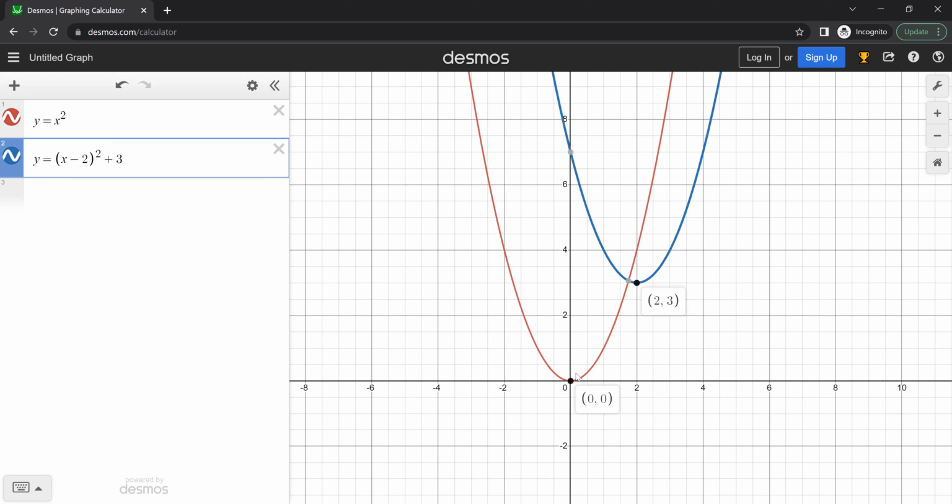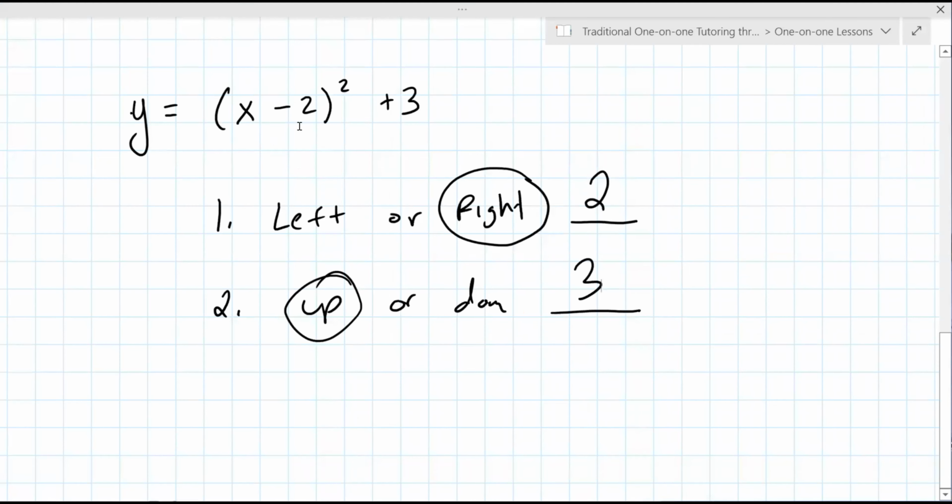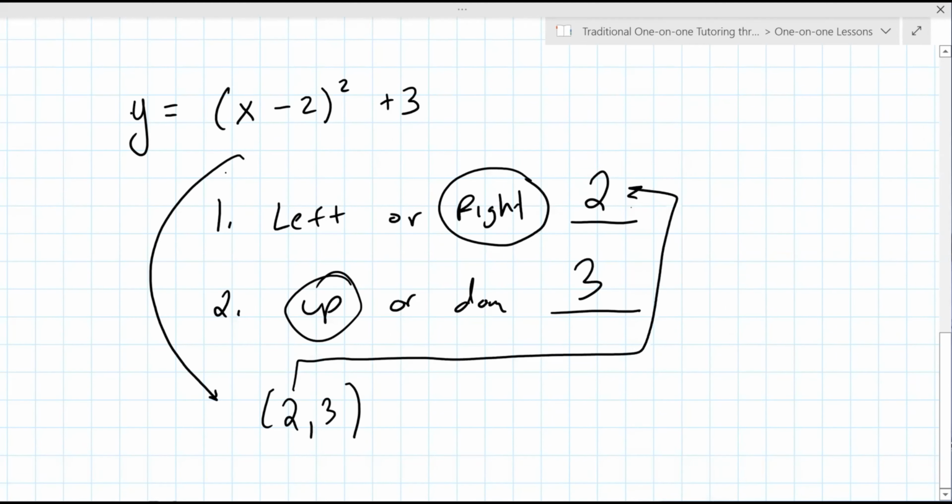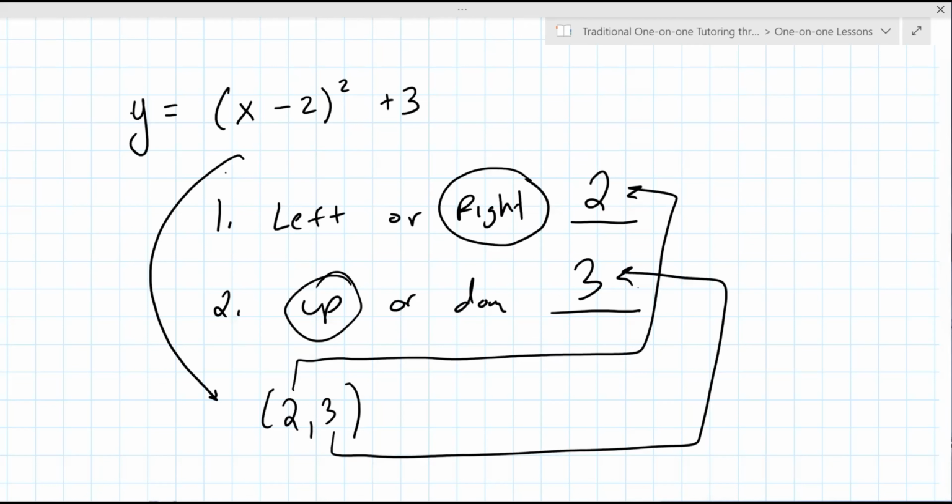Okay. So we talked a lot last time about the vertex from the equation. Remember how we looked at this equation, x minus 2 squared, and you would tell me the vertex is 2, 3. Do you see how those numbers map to the transformations? They're exactly the same. So if you can find the vertex, you can find the transformations, at least the start of them.